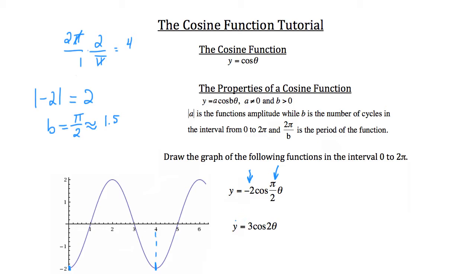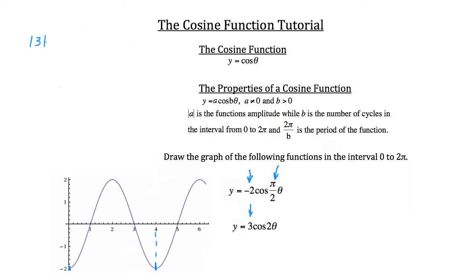Y is equal to 3 times the cosine of 2 theta. Again, take a look at this value here. That's our a value, our amplitude. So the absolute value of that, the absolute value of 3, is simply 3. So our function is going to go 3 units up from the origin and 3 units down as it travels.